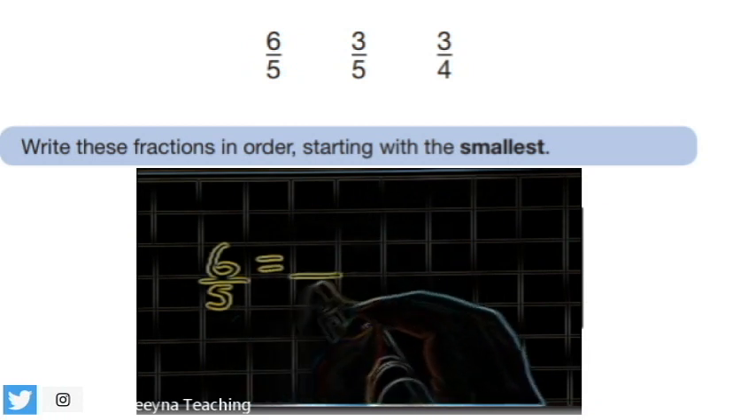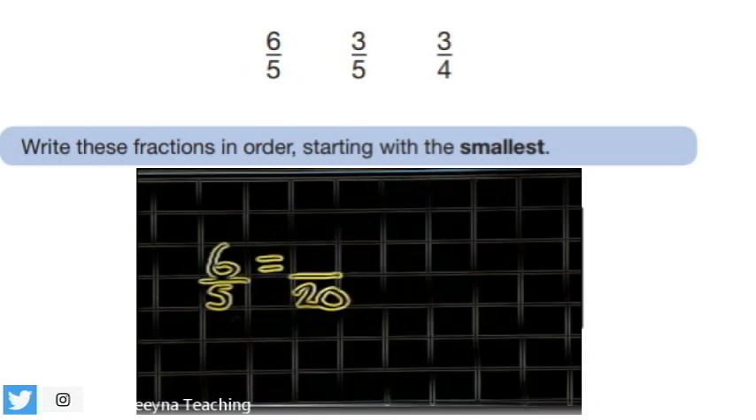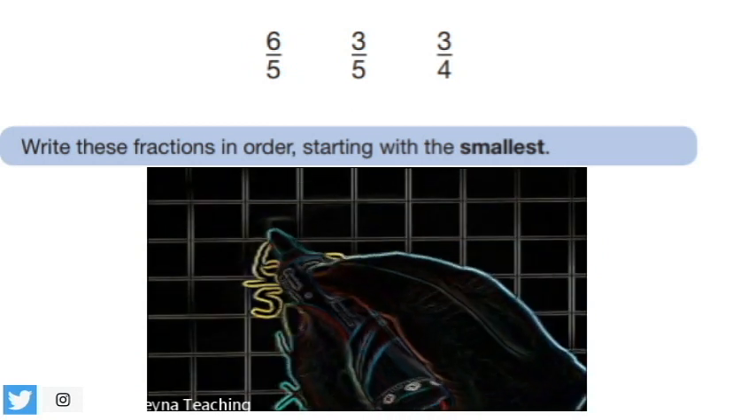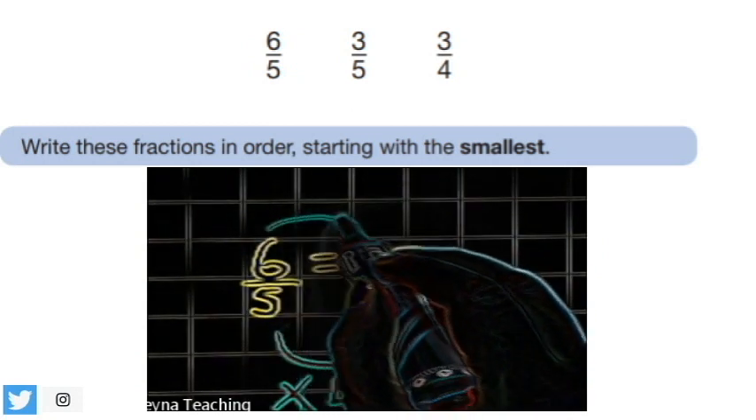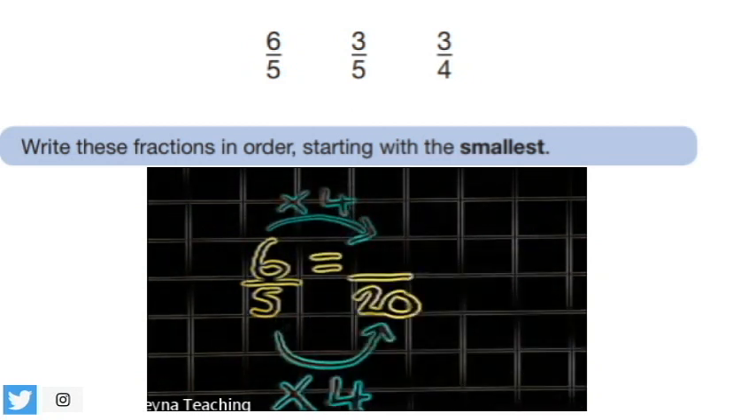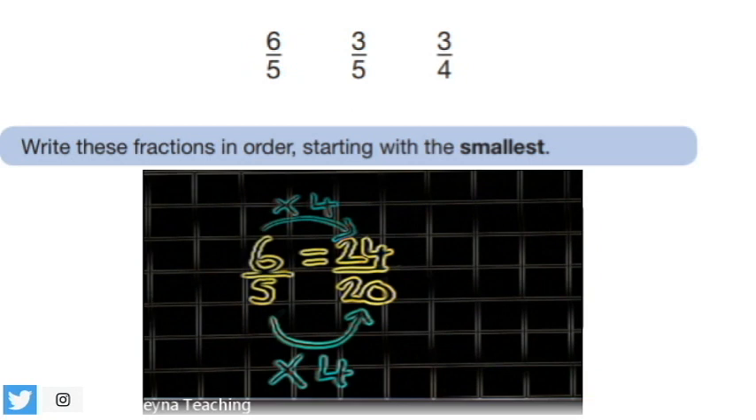In the fraction 6/5, we multiplied the denominator 5 by 4 to make 20. As we have multiplied the denominator by 4, we also have to multiply the numerator by 4. So 6 multiplied by 4 equals 24/20.